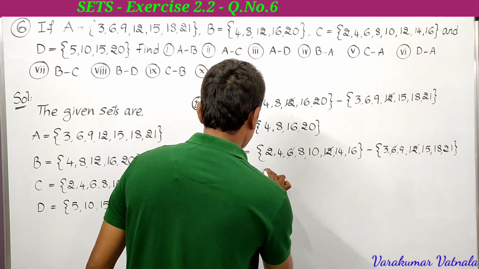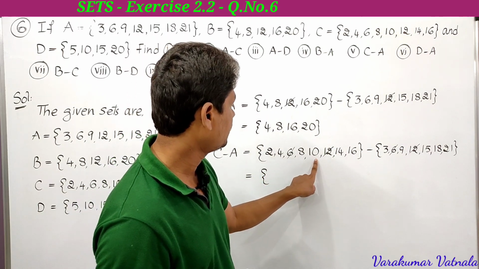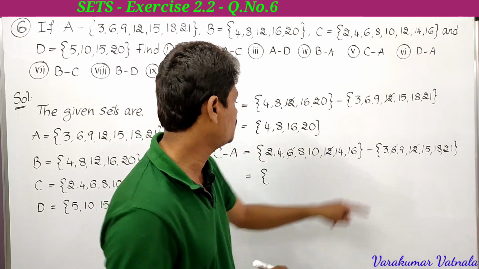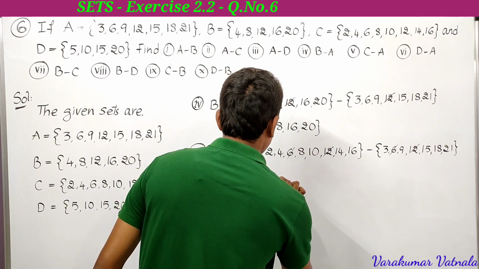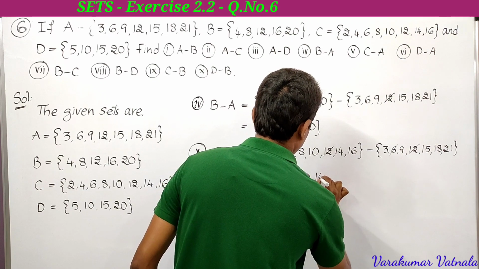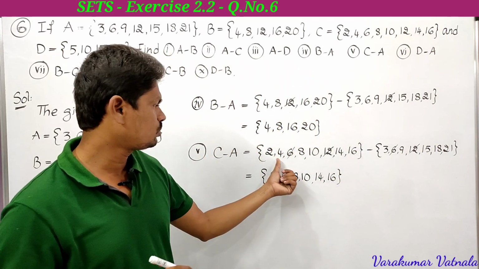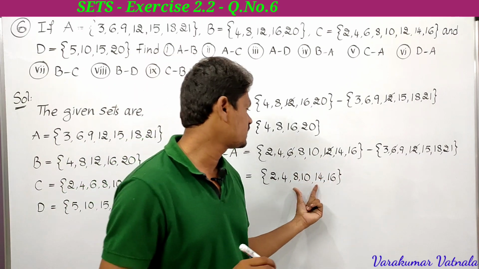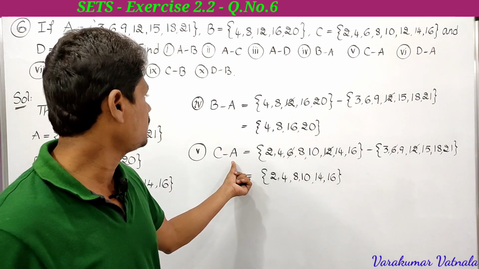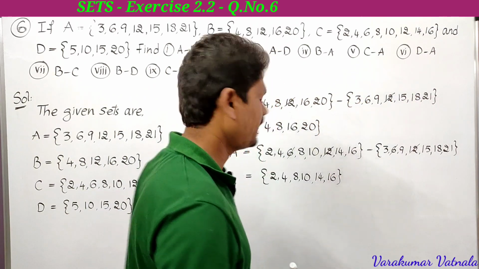So now write the remaining elements in the first set: 2 4 8 10 14 16. So these are the remaining elements, 2 4 8 10 14 16. This is set C minus A. So next we have to find the sixth one, D minus A.